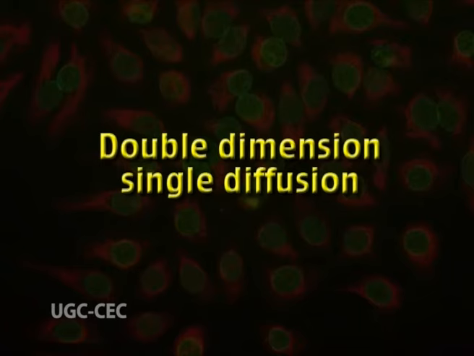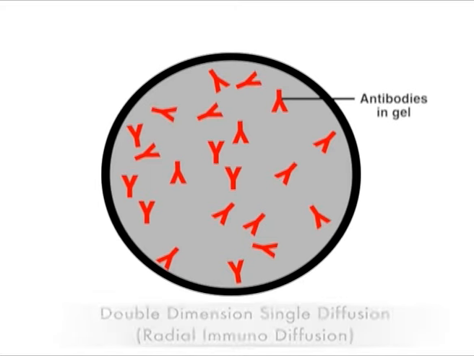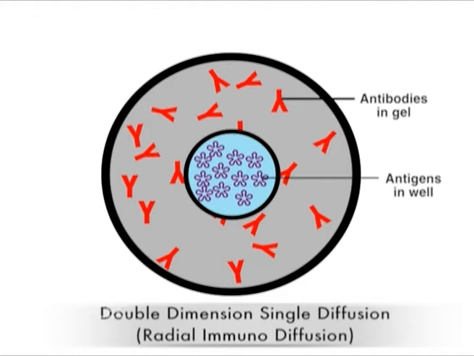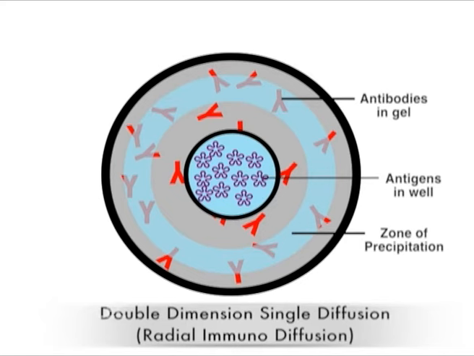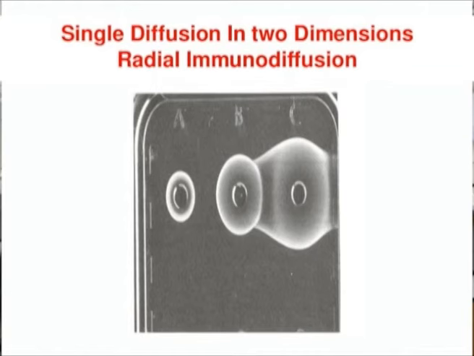Double dimension single diffusion. This is performed on a glass slide. The antibodies are incorporated in the agarose and plated as a thin film on a glass slide. After the agarose layer solidifies, wells are cut in the agar. Antigen suspension is added to these wells. The antigens diffuse out of these wells and start interacting with the antibodies as soon as they enter the agarose layer.